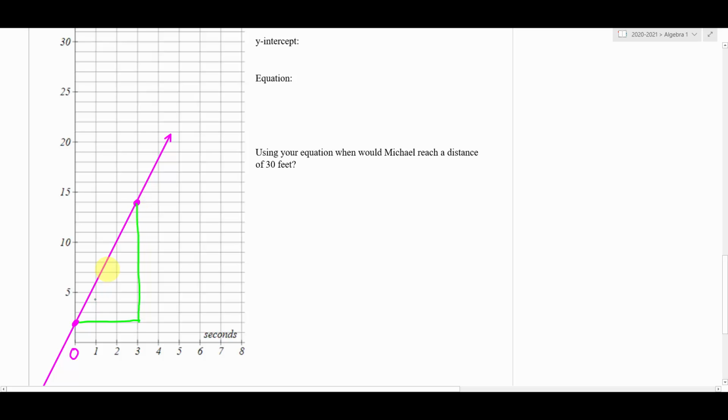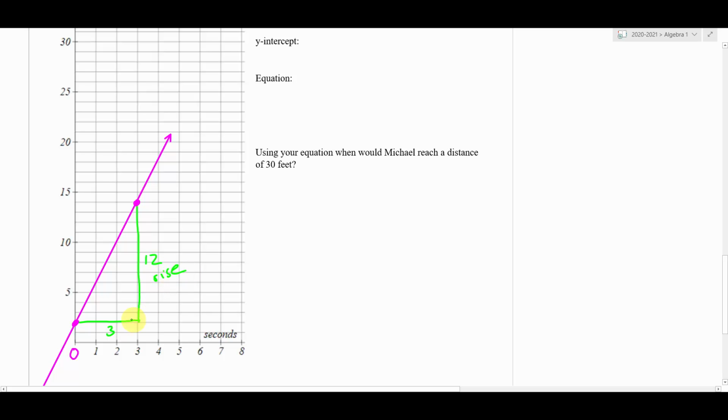Okay, so I'm trying to get from this point to this point, but when I draw my slope triangle, I can only go left or right, and I can only go up or down. I can't go diagonal. Okay, so if I go from this point to this point, I'm going to go right, and I'm going to go up. Okay, so I went right 1, 2, 3, and I went up 1, 2, 3, 4, 5, 6, 7, 8, 9, 10, 11, 12. Okay, so this represents my rise.